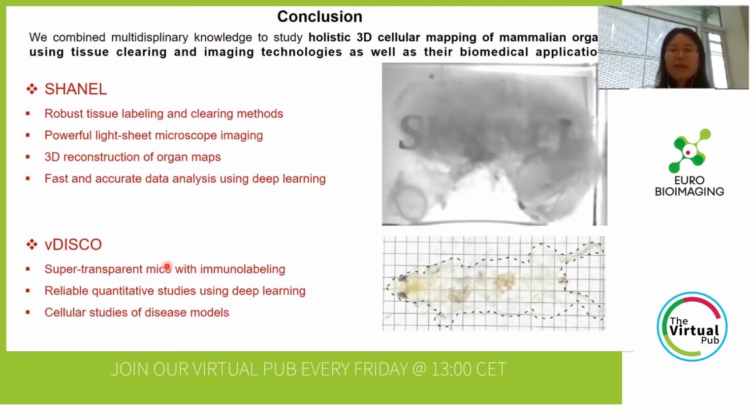And for the widely used mouse models, we generate these super transparent mice with immunolabeling by vDISCO technology. And using this technology combined with the deep learning method, we can achieve reliable quantitative study in a very fast and accurate way. And also using this method, we can study different kinds of disease models.